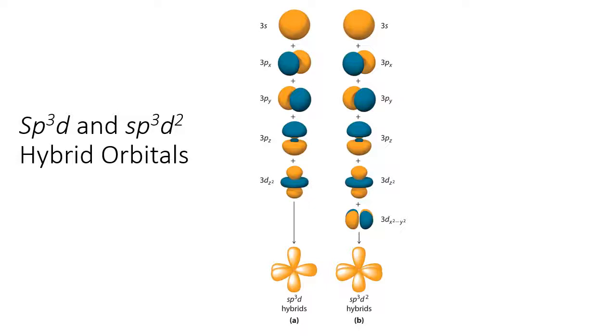Here's the schematic of what we threw into the mix to form our sp3d hybrid orbitals and our sp3d2 hybrid orbitals. We had 1 s, 3 p's, and 1 d for the first one. That gave us sp3d. On the second one, we had 1 s, 3 p's, and then 2 different d orbitals. That gave us our hybrid orbitals sp3d2.